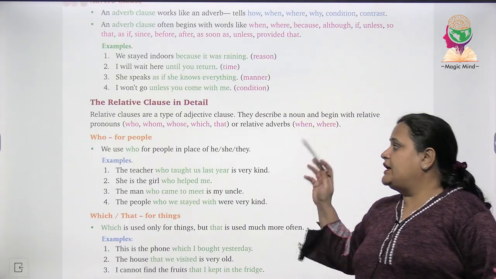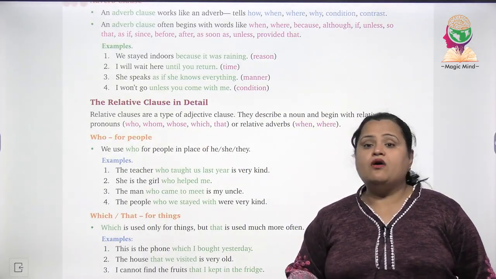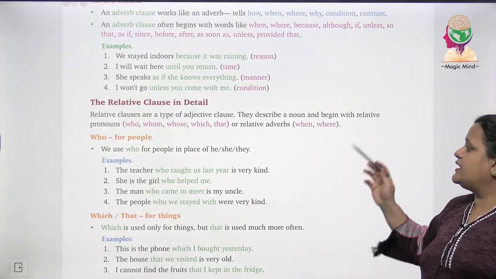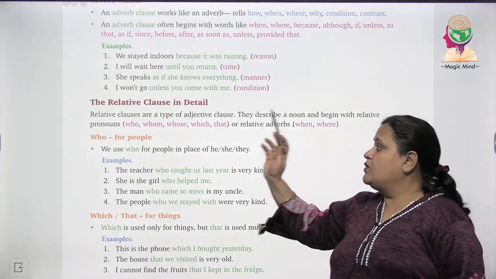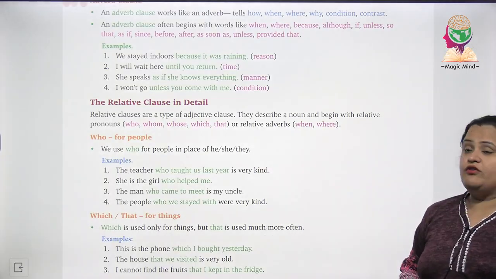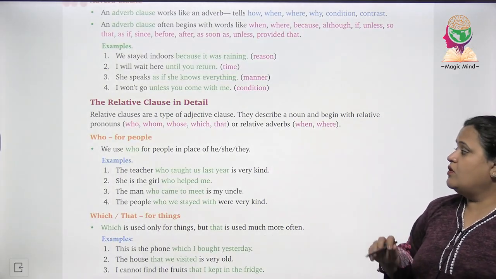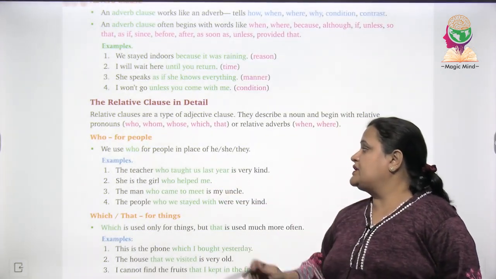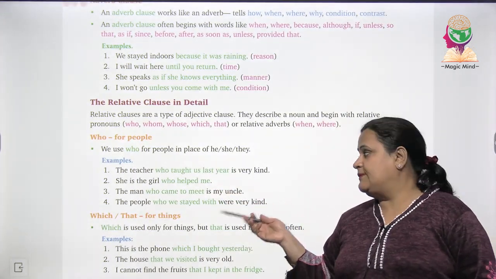Now the relative clause in detail. Relative clauses are a type of adjective clause. They describe a noun and begin with a relative pronoun, जैसे कि who, whom, whose, which, that, or relative adverbs when, where. We use who for people, in place of he, she or they.